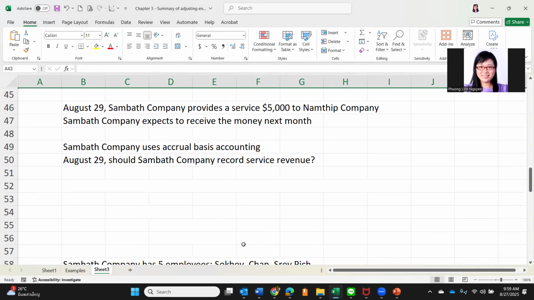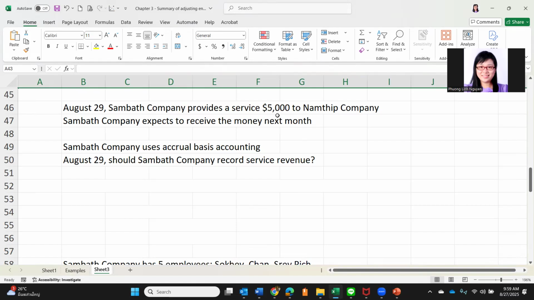Okay, now let's look at another example. On August 29, Sambat Company provides a service of $5,000 to Namtip Company. Sambat Company expects to receive the money next month. So Sambat already performed the service for Namtip, but it has not received the money yet.